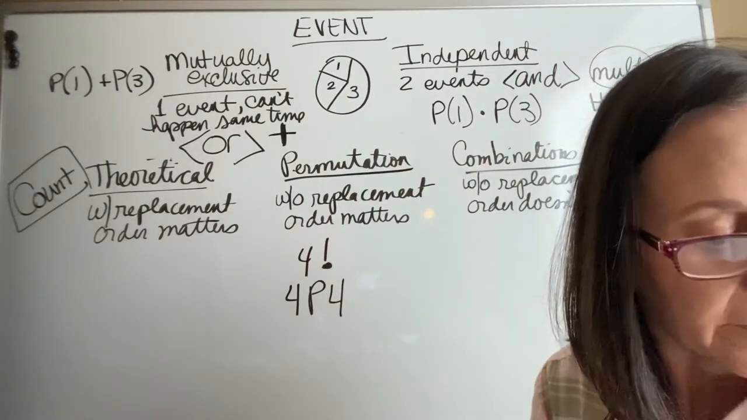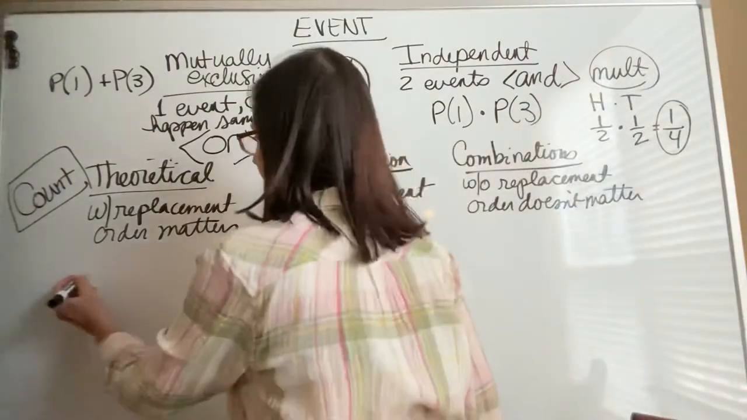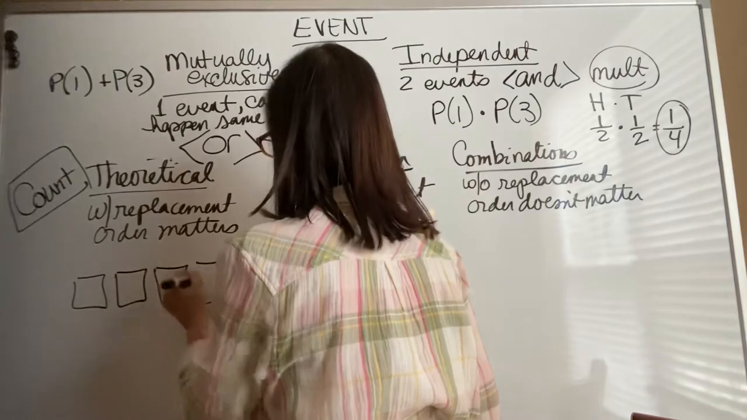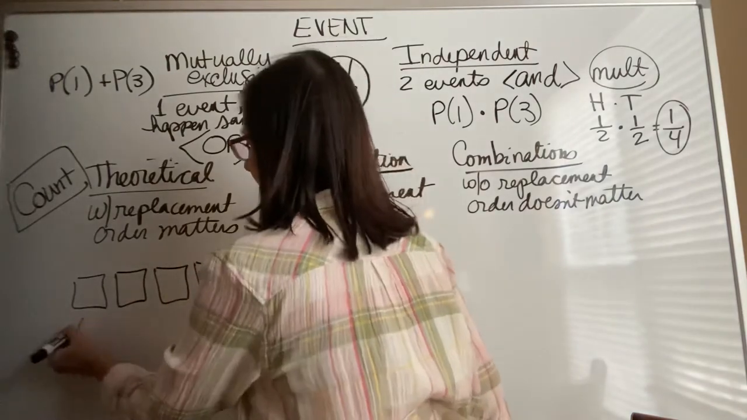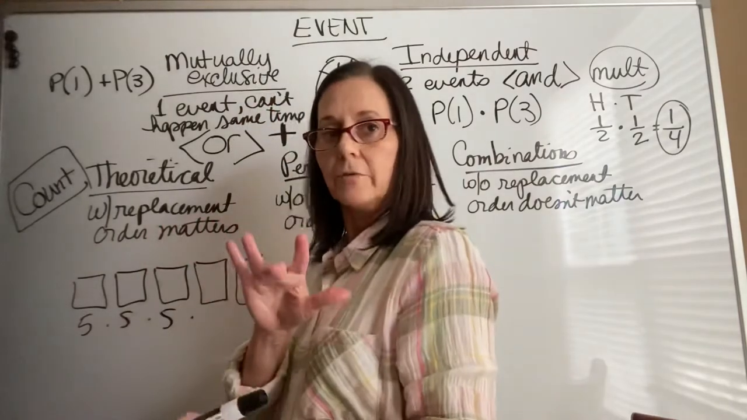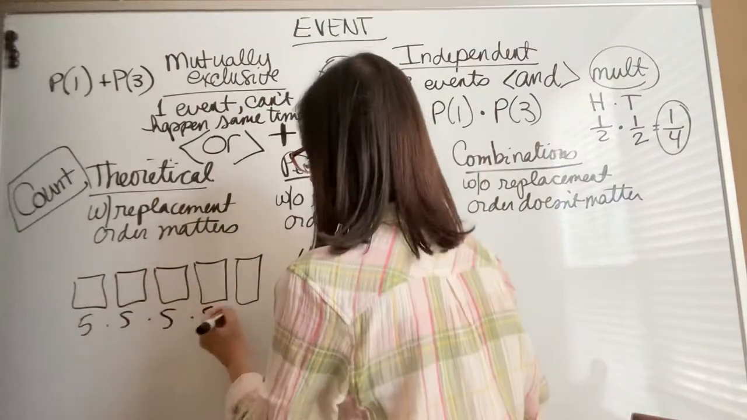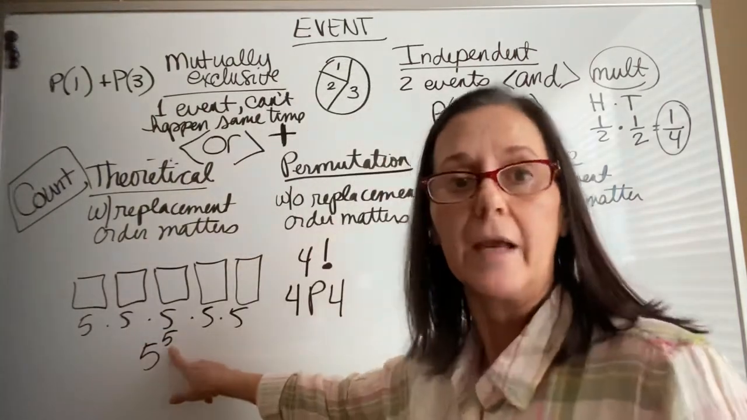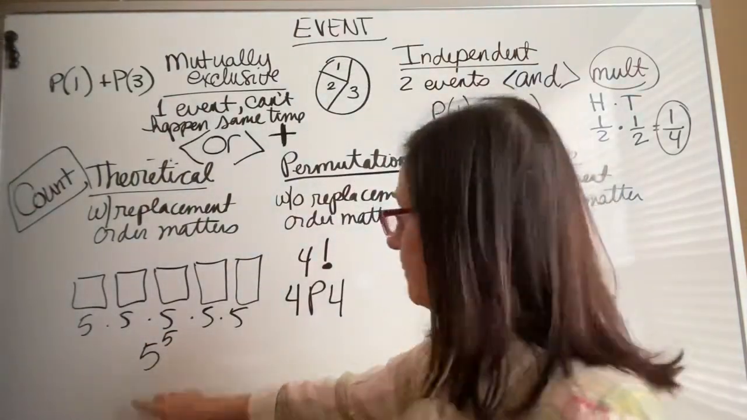All right, I'm doing 5 letter signs, so I have 5 letters. 1, 2, 3, 4, 5. It's 5 times 5 times 5 times 5 times 5, 5 letters to the 5th power, how many I'm using. How many letters I'm putting in, okay?